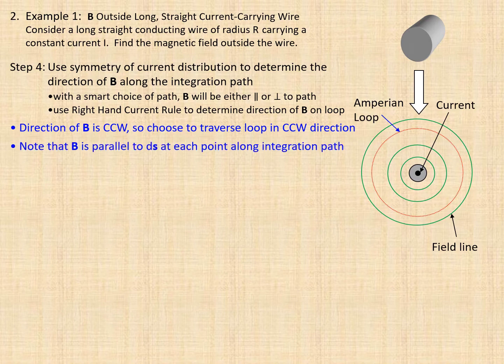We note that the magnetic field is parallel to the displacement vector ds at each point along the integration path, and I'll show you some of these values here. At this point along the integration path, B is tangent to the path, as is ds. Here we can say the same thing. Both B and ds are always tangent to the path and parallel to each other.